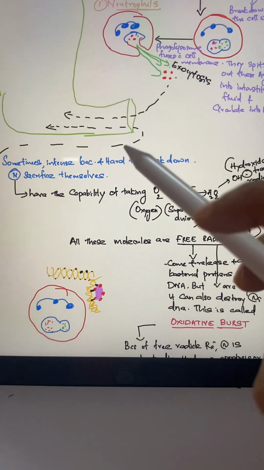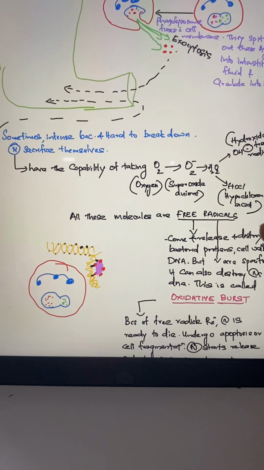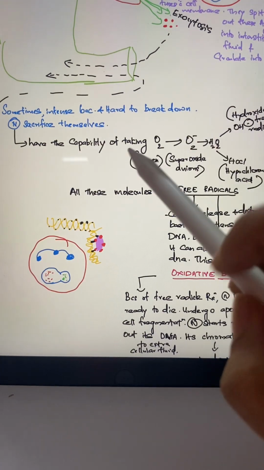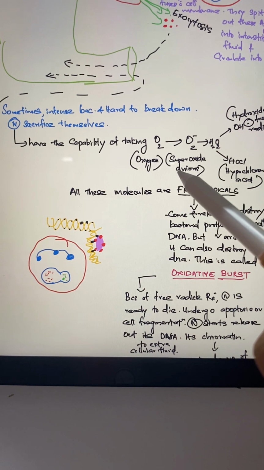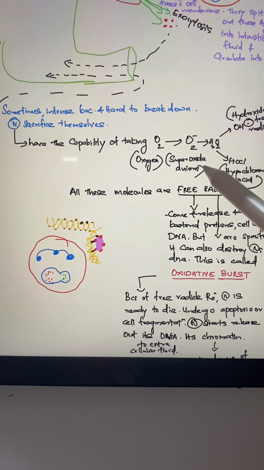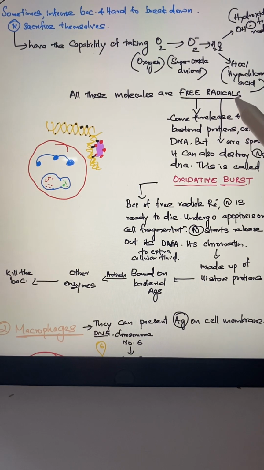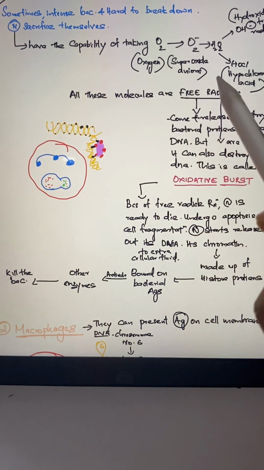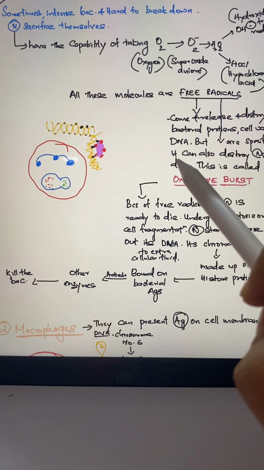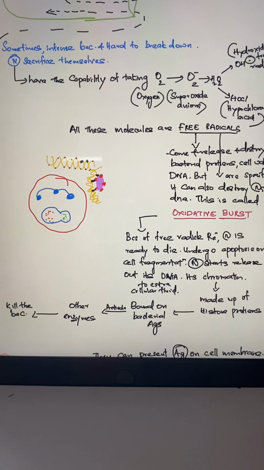Sometimes there is an intense bacteria and it's hard to break down, so the neutrophils sacrifice themselves. How the process works is that these neutrophils have the capability of converting oxygen into superoxide anions, hypochlorous acid and hydroxide free radicals. So all these molecules are free radicals. These free radicals come and destroy the bacterial proteins, cell wall and DNA. But these free radicals are very non-specific. They can also destroy the neutrophil's DNA. This is known as the oxidative burst.